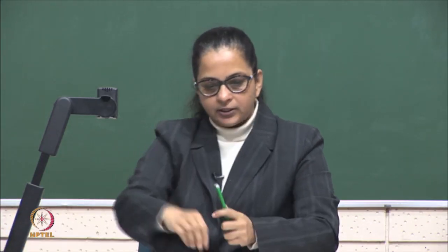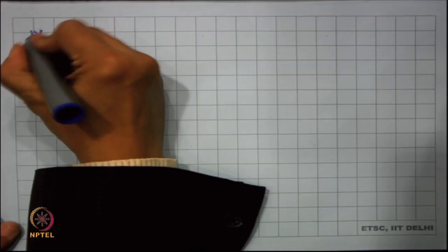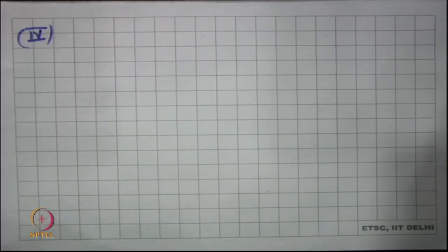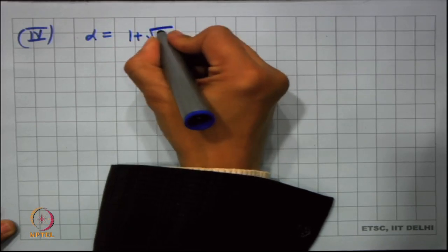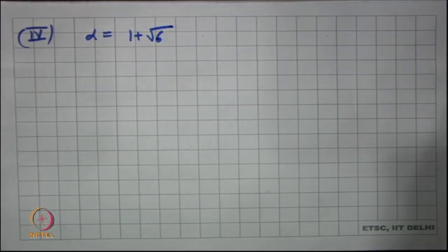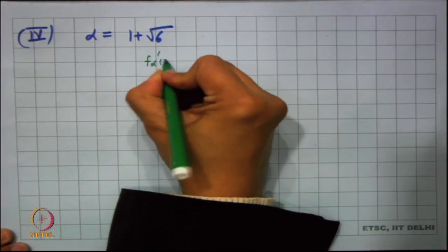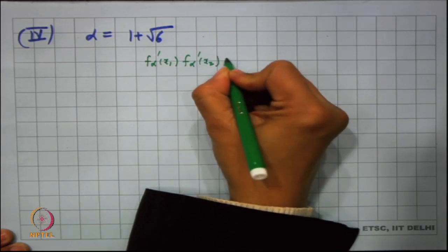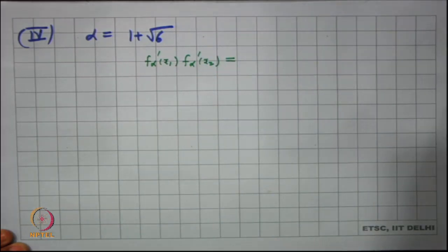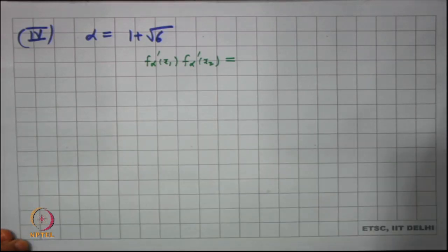So, let me look into the next case. What happens, so this is my fourth case, what happens when alpha is equal to 1 plus root 6? What happens in this case now? So, if I look into what is f alpha prime of x1 into f alpha prime of x2, we know what is that multiplication here, and in that particular case it turns out to be equal to minus 1.